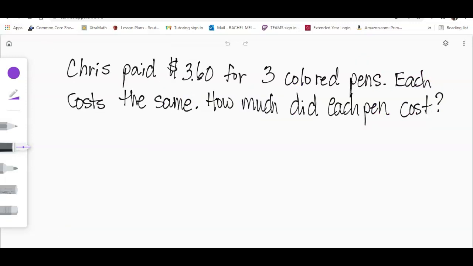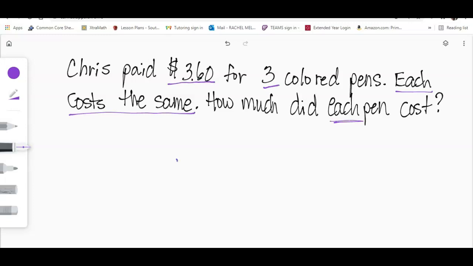Okay, so here is a word problem for you. Chris paid $3.60 for 3 colored pens. Okay, each cost the same. How much did each pen cost? Well, I see that they're straight up telling me that he paid $3.60. Okay, that's my total. And I know that he bought 3 colored pens. I also have some keywords. So each costs the same. That tells me I'm going to divide. And then also how much did each pen cost?